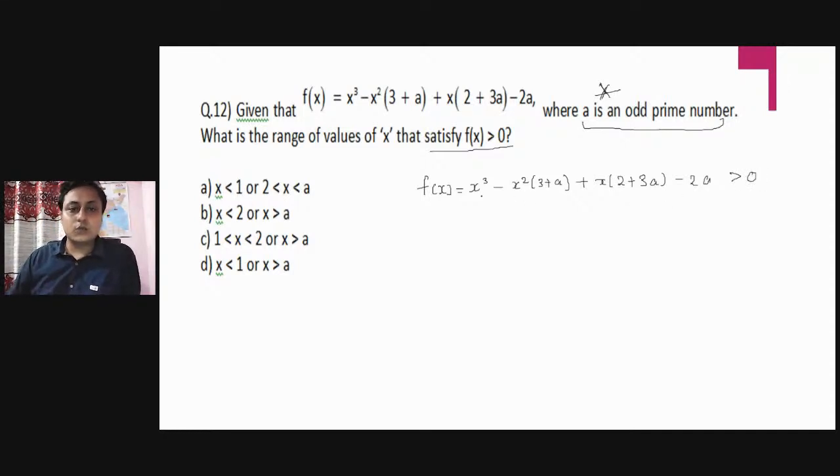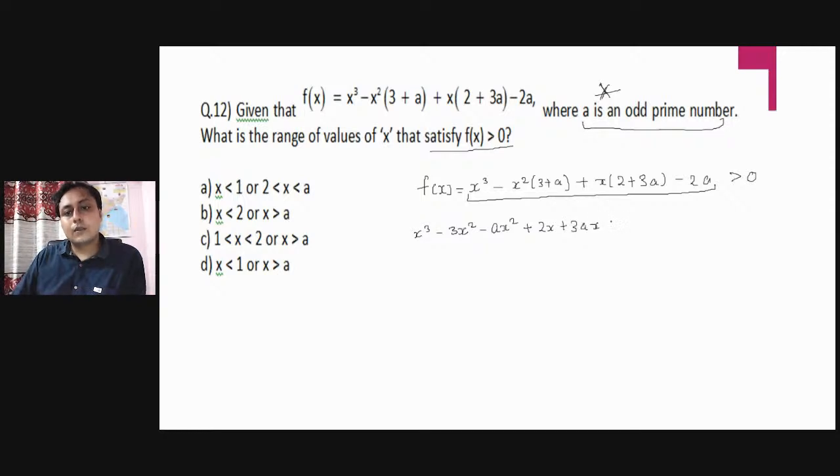So first you have to factorize this cubic equation, right? So guys, when you factorize it, what will we get? So first just open these brackets, right? Like x cube minus 3x square minus ax square plus 2x plus 3ax minus 2a greater than 0.